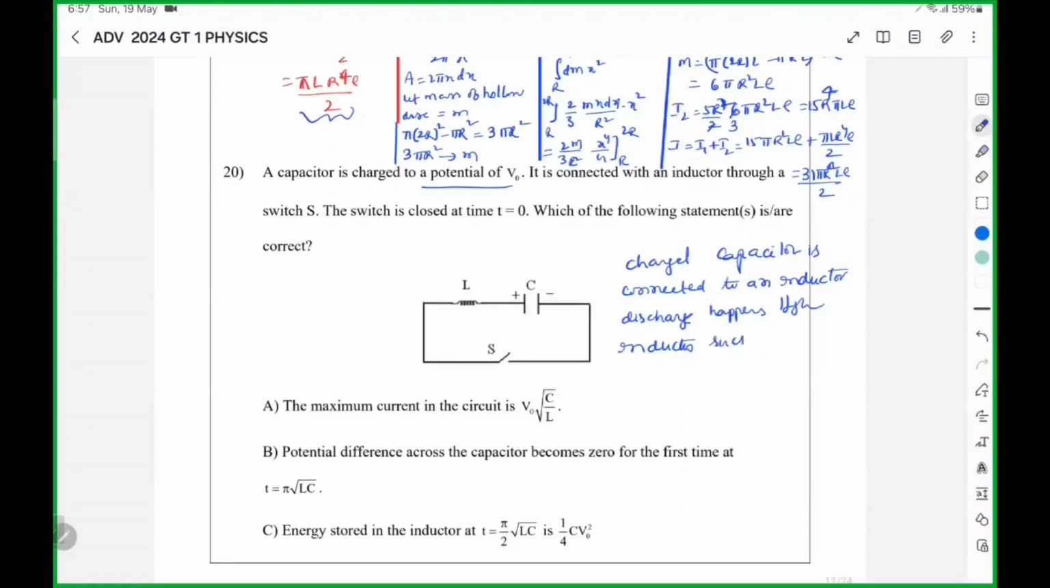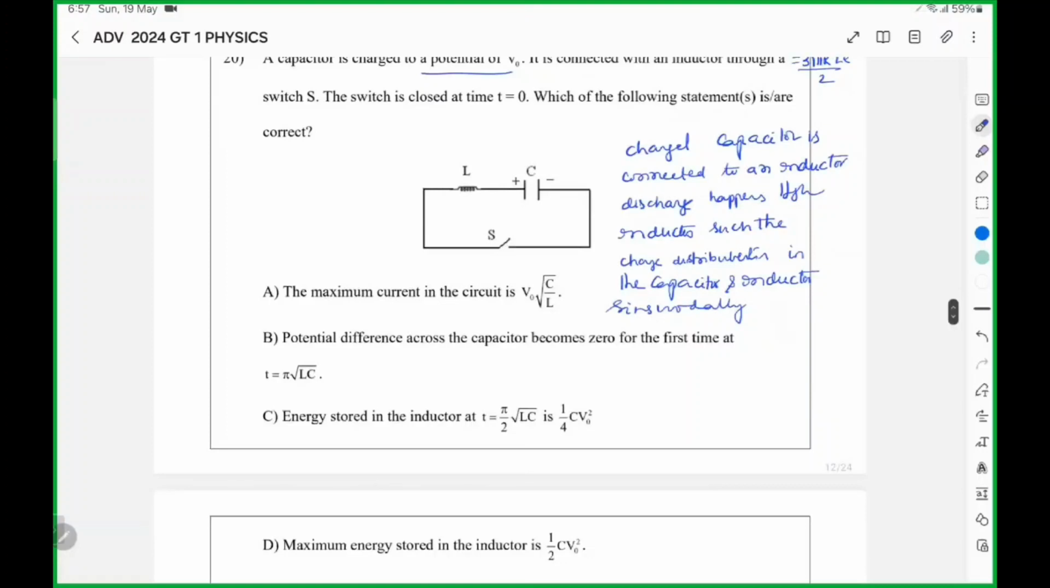such that charge distributes in the capacitor and inductor sinusoidally. So that is nothing but Q is equal to Q naught cos omega t.